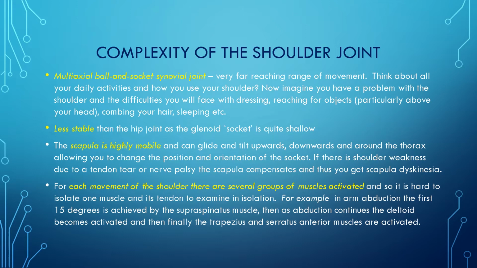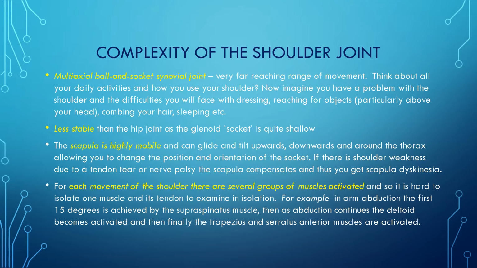The shoulder joint is less stable than the hip joint, as the socket is quite shallow. The glenoid does not go fully round the humerus, which allows it to be more free and to have a greater range of movement. But because of that, it's more prone to dislocation. The scapula, the posterior part of the shoulder joint, is highly mobile, and it can glide in and out, tilt upwards and downwards and around the thorax, allowing you to change the position and orientation of the socket.